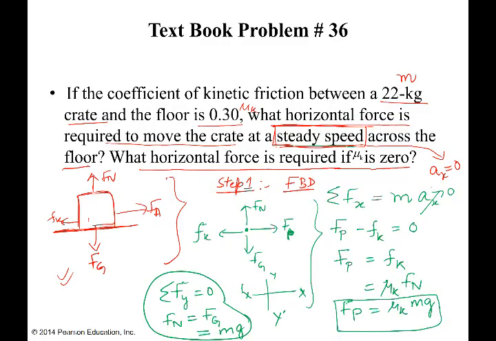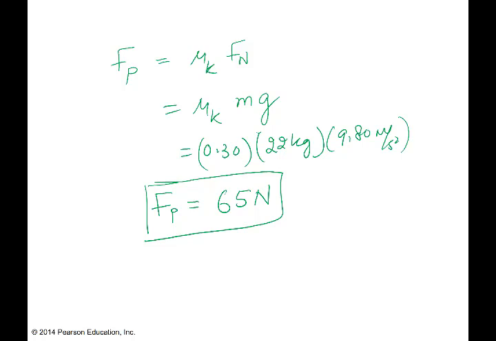But then there was another question. It was asking what horizontal force is required if mu k is 0. Well, if mu k is 0, there won't be any horizontal force required. If the coefficient of kinetic friction is 0, the horizontal force required is 0. So if mu k is equal to 0, you can check in the formula over here. We have mu k, so Fp is equivalent to 0.